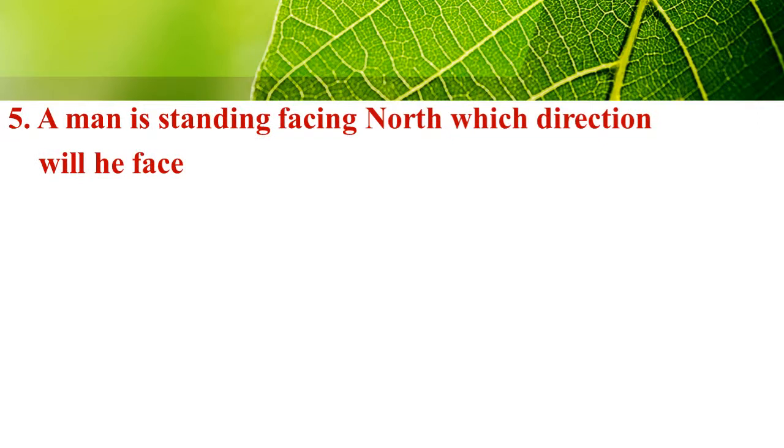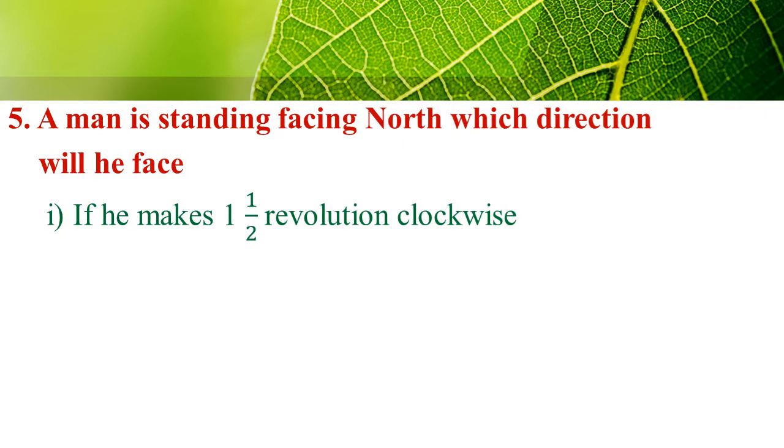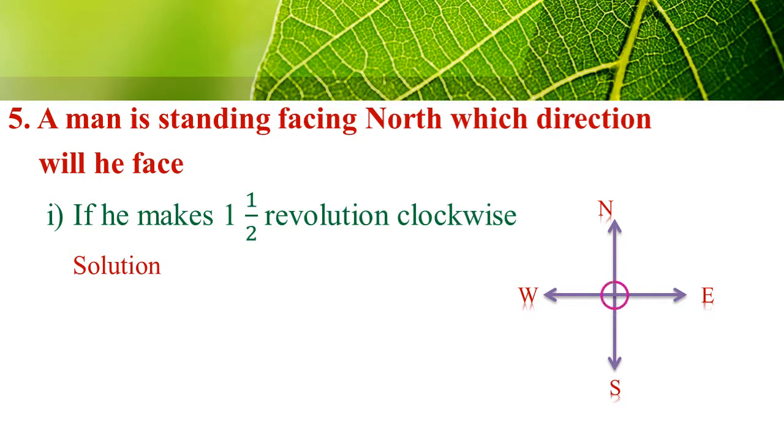Fifth one, a man is standing facing north. Which direction will he face? If he makes 1 by 2 revolution clockwise, draw the directions. Clockwise means north, east, south, west, isn't it? Yes. So first we make a round, that is 1. Again we have half, isn't it? 1 by 2. So 1 by 2 revolution means he will reach south. So direction faced equal to south.